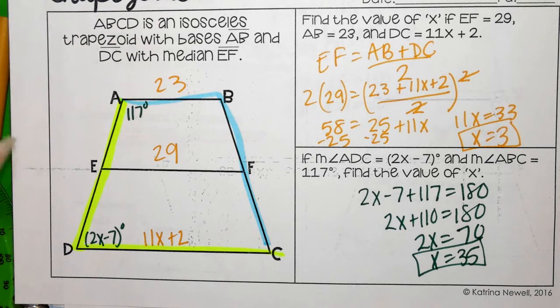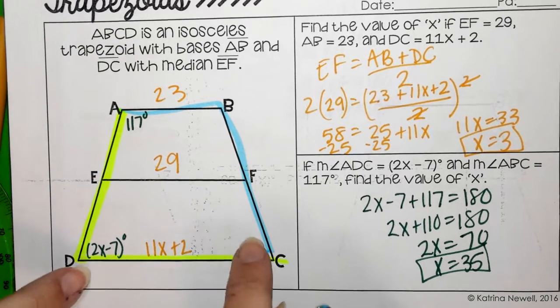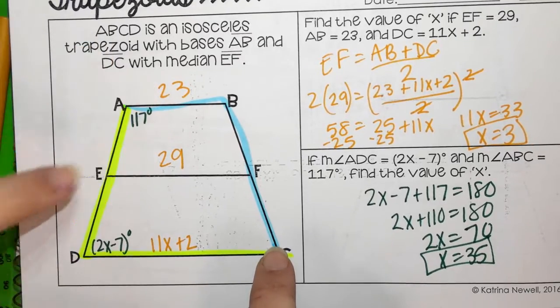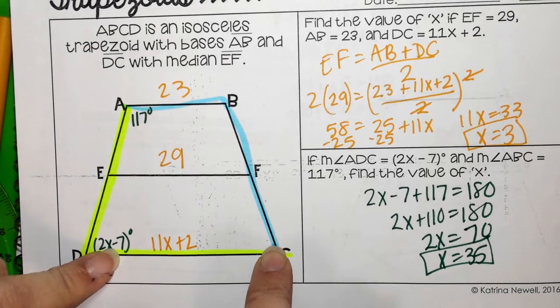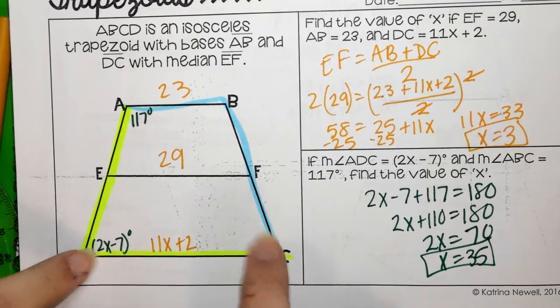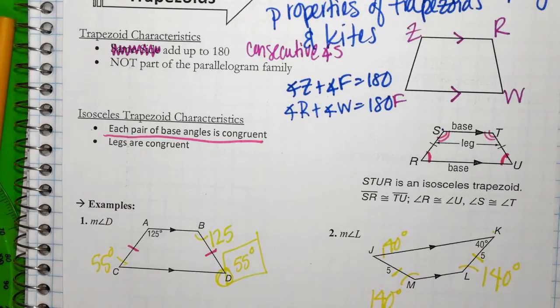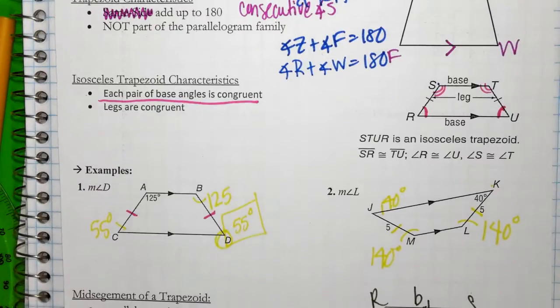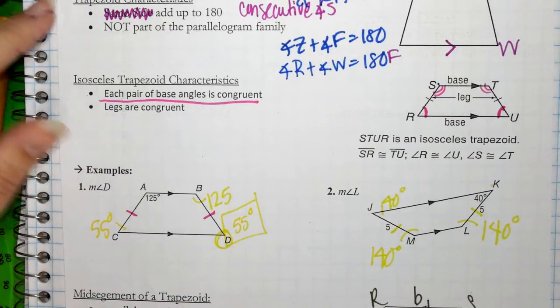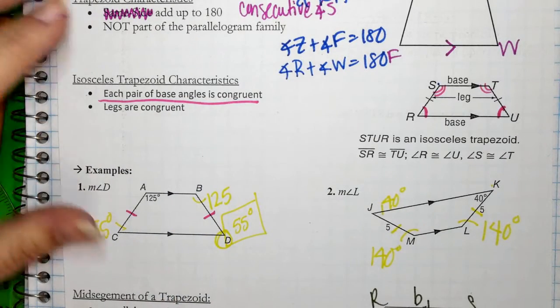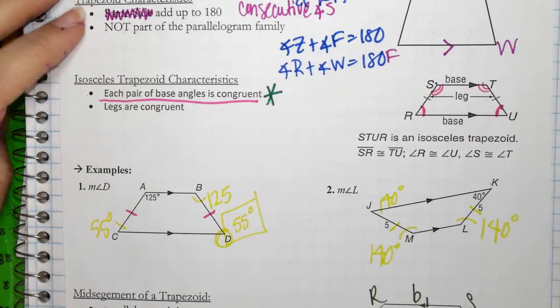Now what if it told us that this angle down here, this angle C, was 117? What would we do with these two things? You would set them equal because they're base angles of an isosceles trapezoid. Now, let's look at our handy dandy notes. What do we know about the base angles of isosceles trapezoids? They're congruent. Please put a star by this.